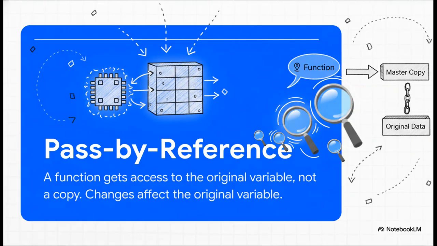And that rule is built around a concept called pass-by-reference. Now that sounds fancy, but it's a really simple idea. Instead of handing a function a copy of your data, you just give it the location, the address of the original. The function then goes and works directly on that master copy we were talking about.